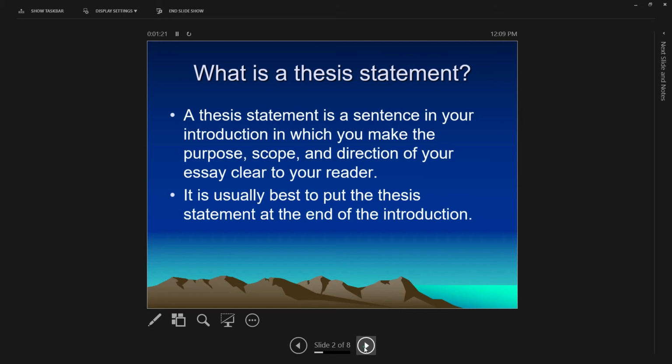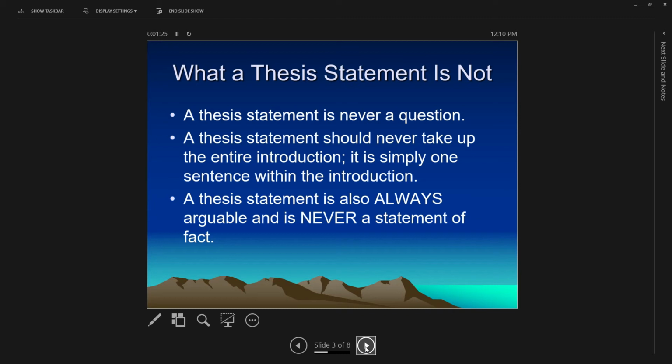So what a thesis statement is not is it is never a question. Never, ever, ever. Never is your thesis statement a question. You should not have a question in formal essays, period, point blank. Okay? It should never take up the entire introduction. It's one sentence. And a thesis statement is always arguable. It is never a statement of fact. So we couldn't say, this might be a controversial statement, but our thesis statement couldn't be, the earth is round, because that's fact. We know that the earth is round. We can't argue that. Our thesis statement could be something like, Nicolas Cage is the best actor. That could be a thesis statement because that's arguable. I'm sure lots of people don't think that Nicolas Cage is the best actor ever.